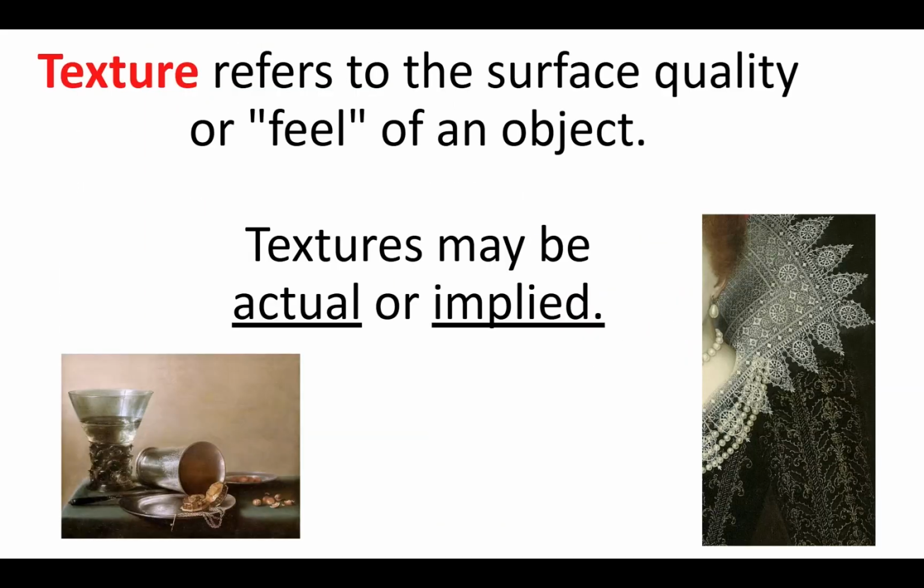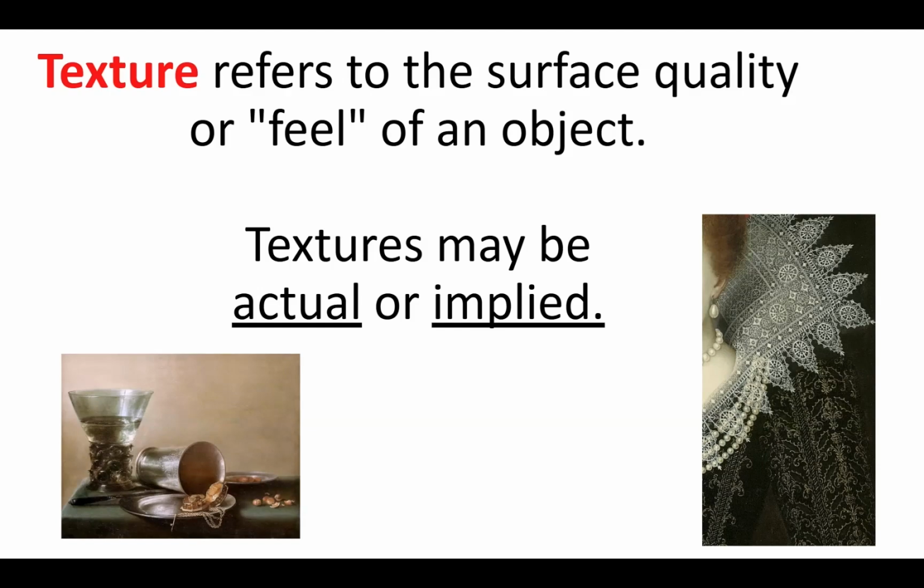Texture refers to the surface quality or feel of an object. It can be actual, so think of if you're looking at a sculpture and how there are incisions and fabric is sculpted versus the smooth skin. You can imagine that texture. I mean, you could reach out and touch it.